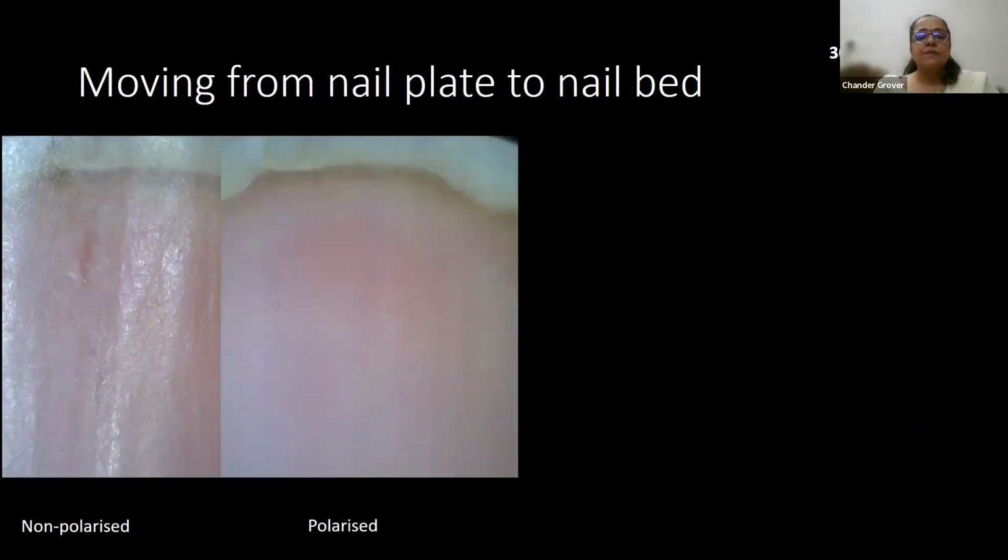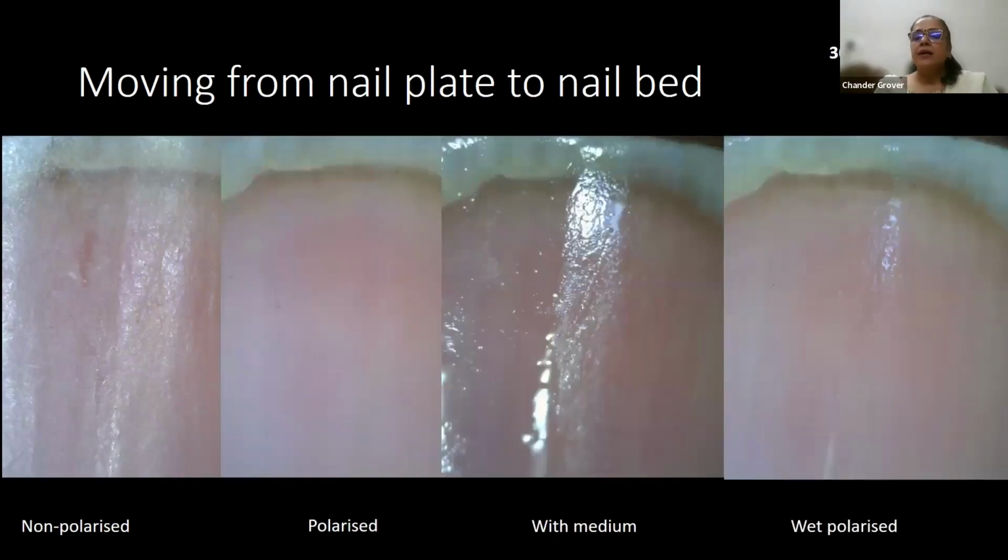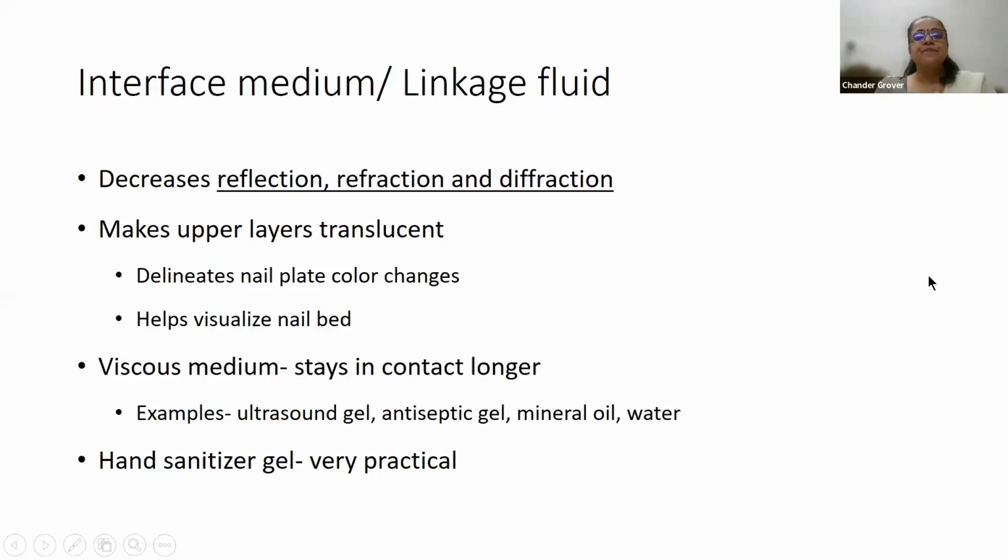Then moving to the nail bed, you put in the interface medium. After seeing the plate, make it polarized, add a medium, and wet polarized examination is going to show you details in the nail bed. This is a normal nail bed.